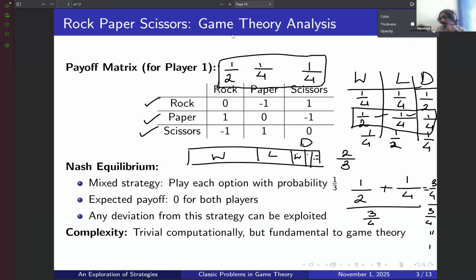And if I divide 1 by 2 by 3 by 4, I get 2 by 3. And if I divide 1 by 4 by 3 by 4, I get 1 by 3. So this is another way of seeing how you get the win and loss probabilities. But the first way I explained is the more intuitive way that will help you. This is just a formal mathematical way of getting it. So any other questions regarding rock paper scissors?